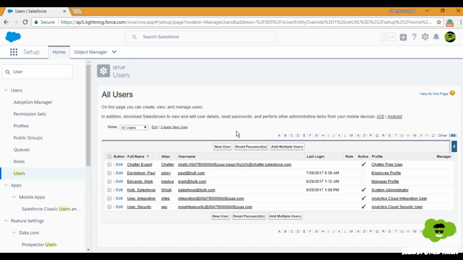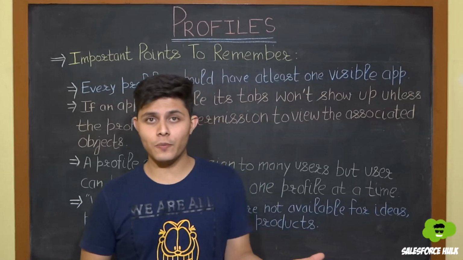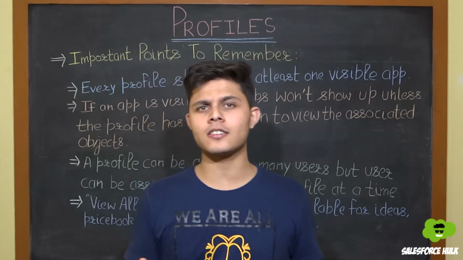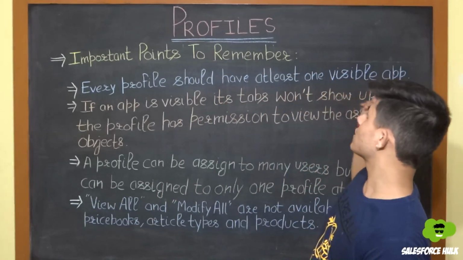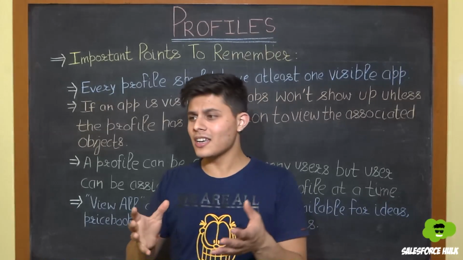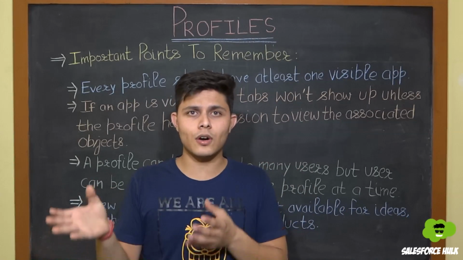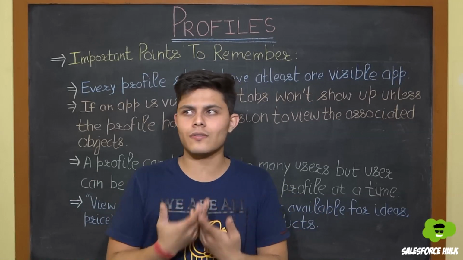Now let's get back to the slides and see what are the important points that we need to consider with the profile. Now as you have understood how to set object level security on profiles, it's time to see some important points that you need to consider with the profiles. And let's start with the first point, that is every profile should have at least one visible app. Obviously, if there is no app assigned or visible to the user, what will that user do in Salesforce, or after logging in, what will he do?